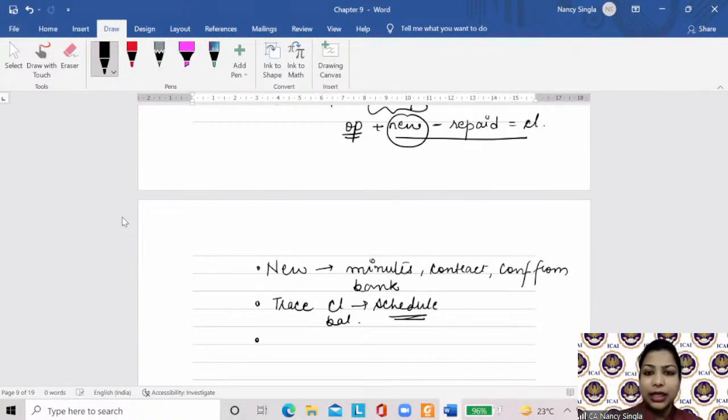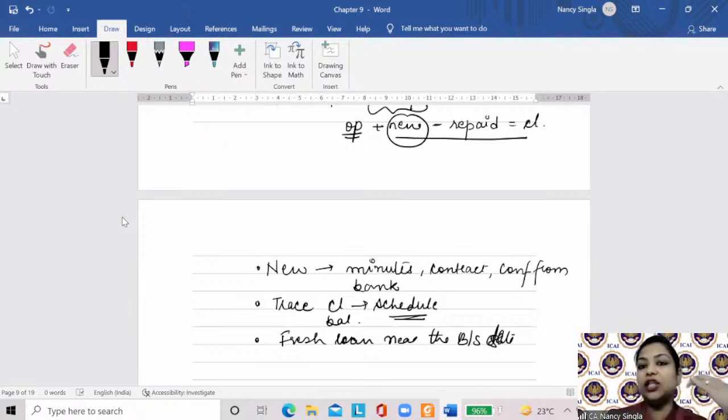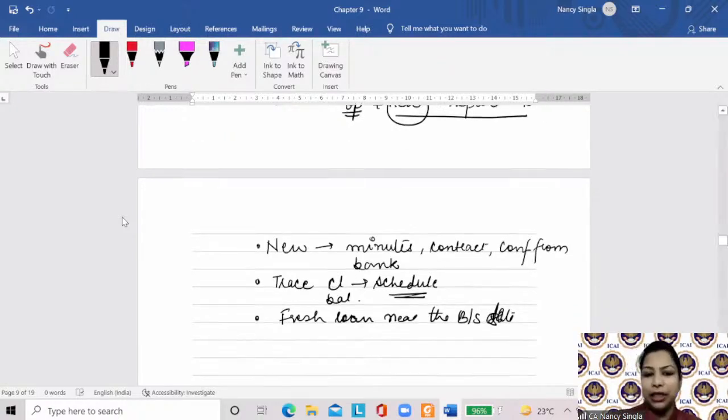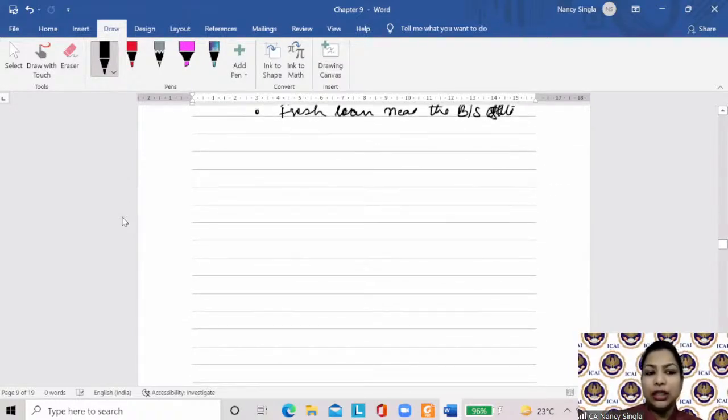Okay? Further, if any fresh loan has been taken near the balance sheet date, so auditor will have to see whether that loan will be accounted for in this year or the next year. So with respect to any fresh loan near the balance sheet date, auditor will have to extend his audit procedures in order to see whether the same has been reflected in the current accounting period. Okay? So this was all about what? Existence and completeness. And now with respect to the direct confirmation procedures.